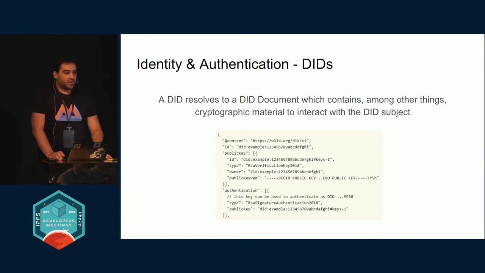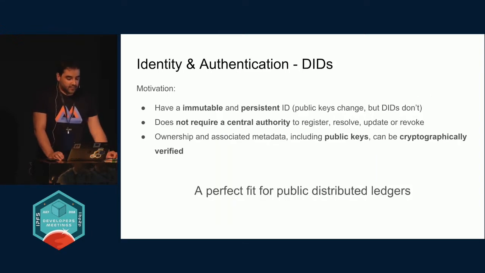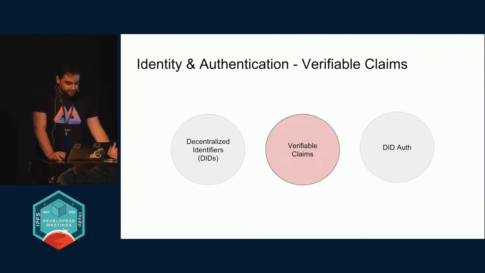A DID maps to or resolves to a DID document that contains, among other things, public keys, so that you can interact with the entities behind, like verifying signatures and encrypting connections. This is basically the motivation behind them. I'll skip it for now, but the keynote here is that they are a perfect fit to live in blockchains, right? In public distributed ledgers and essentially on blockchains as well.